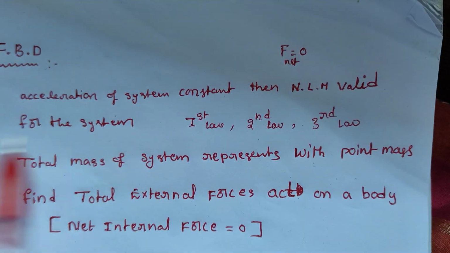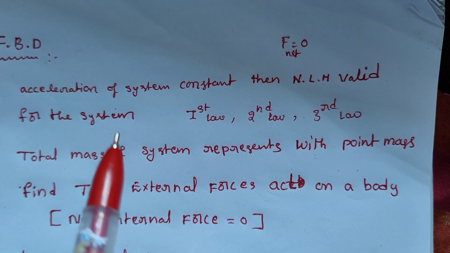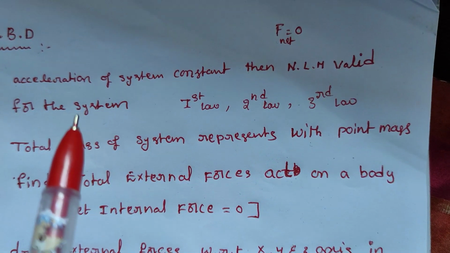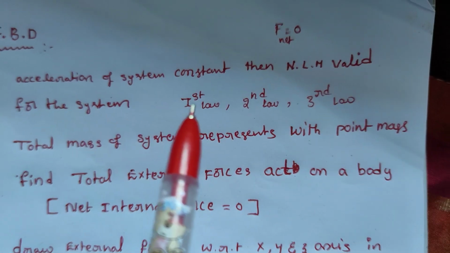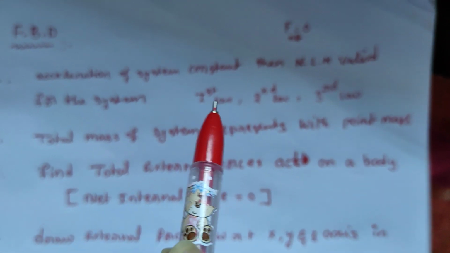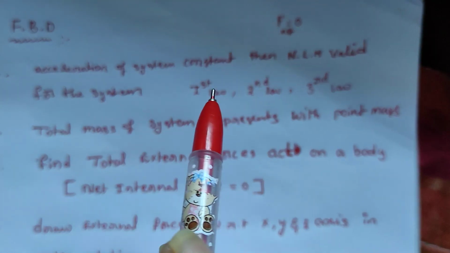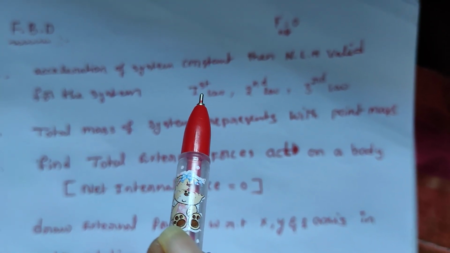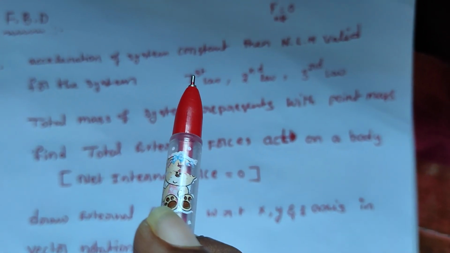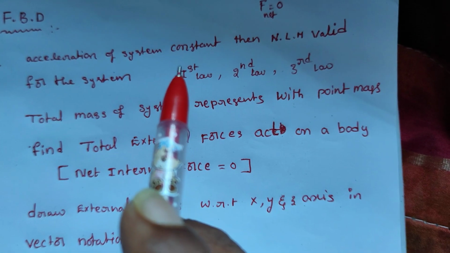Then NLM is valid for the system. NLM means Newton's laws. How many laws are there? Three laws: Newton's first law, second law and third law. What is the use of Newton's first law? Newton's first law explains that net force is equal to 0 on the body.